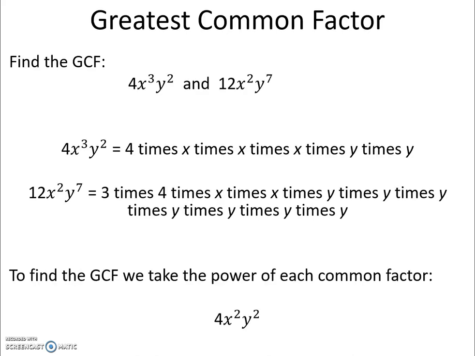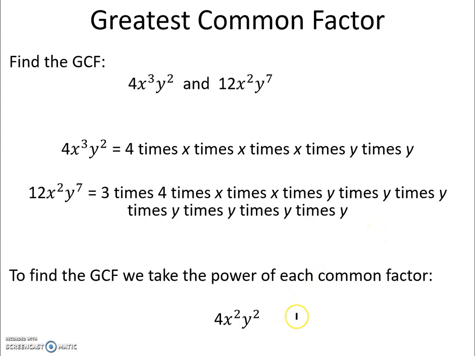Finding the GCF of 4x cubed y squared and 12x squared y to the 7th. Well, if we write out what 4x cubed y squared means, it's 4 times x times x times x times y times y. Doing the same thing with 12x squared y to the 7th, we find that it's 3 times 4 times x times x times y times y times y times y times y times y times y, because that's y to the 7th.